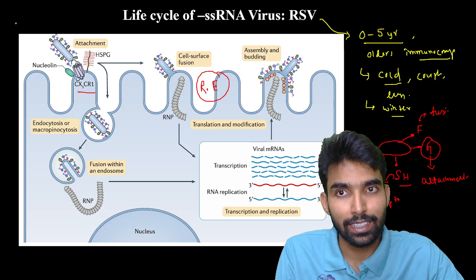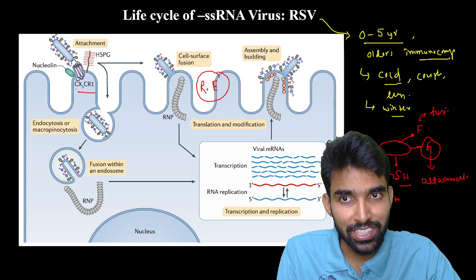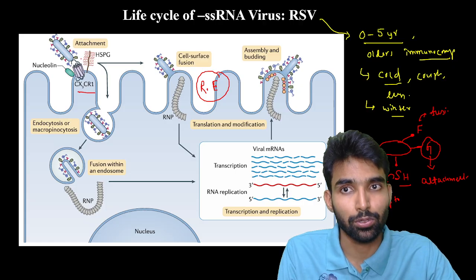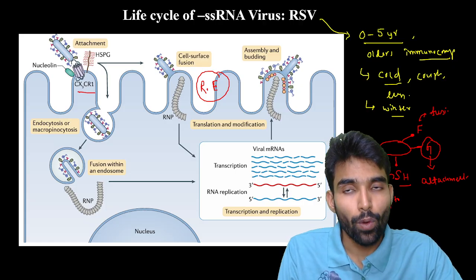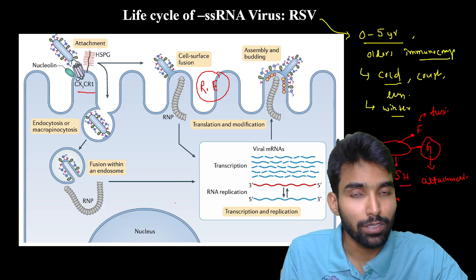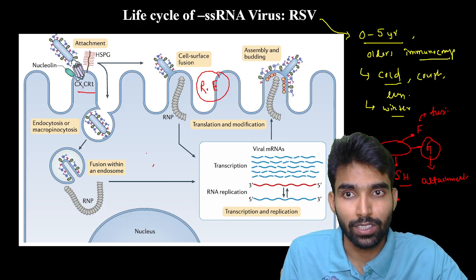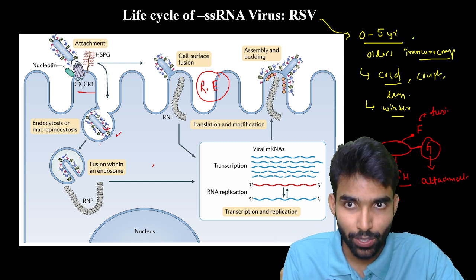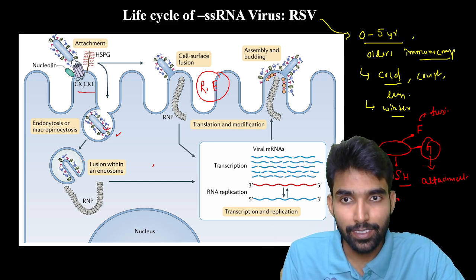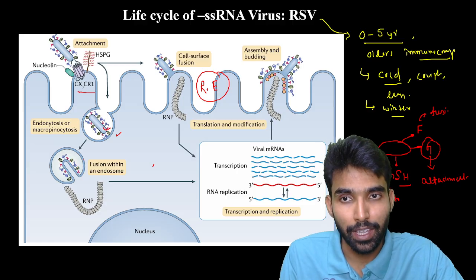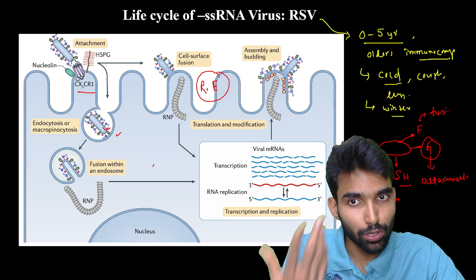Now what's happening, let's say this is the CX3CR1 receptor and the virus has the G glycoprotein. Now they will interact. Once they interact, the virus will be fused with the host cell. So in this case you can see the virus is first endocytosed, and then after endocytosis, within the endosome, what will happen is the F protein, because the endosome is also a membrane, right?